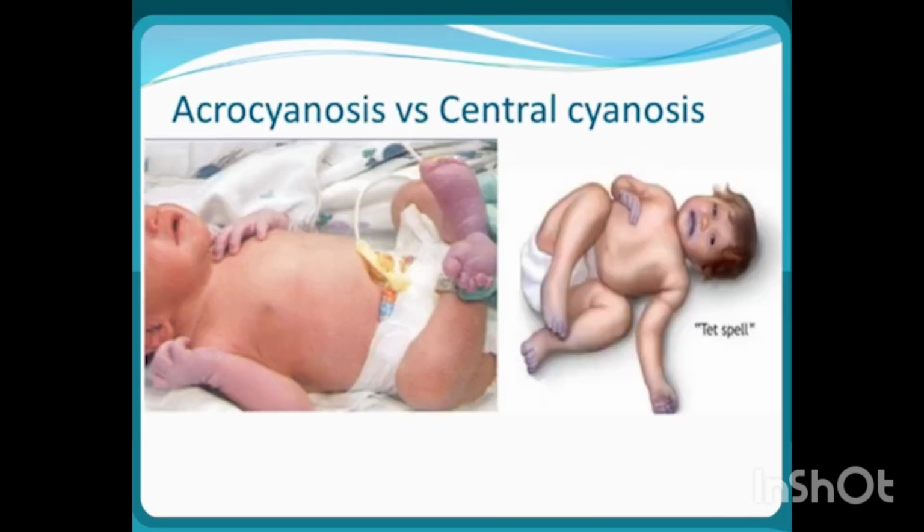This is the pictorial representation of acrocyanosis and central cyanosis. Acrocyanosis or peripheral cyanosis is when the periphery, the hands and feet, are cyanosed, but the tongue, lip and nail beds are pinkish. This is the situation where the neonate is having hypothermia and vasoconstriction. During this, the patient has peripheral cyanosis, but central cyanosis occurs in the cyanotic CHD patient when you can clearly see the lip and tongue are cyanosed. This other picture is showing the baby during a TET spell.